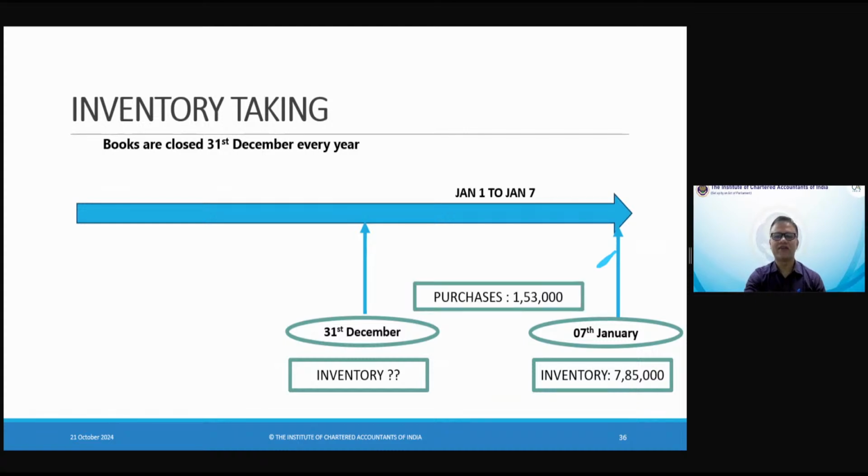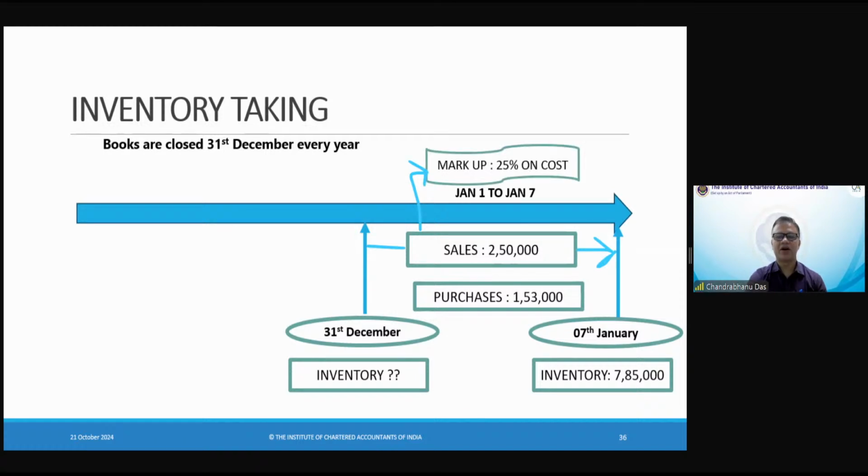And what else do we have? We have purchases which happened of 1,53,000, and sales which happened of 2,50,000. So this is the only information we have, and on the basis of this, we have to calculate the inventory as on 31st December. The rest of the information is that there is a markup of 25% on cost. This is the last piece of information we have, and on that basis, we have to calculate the 31st December inventory.